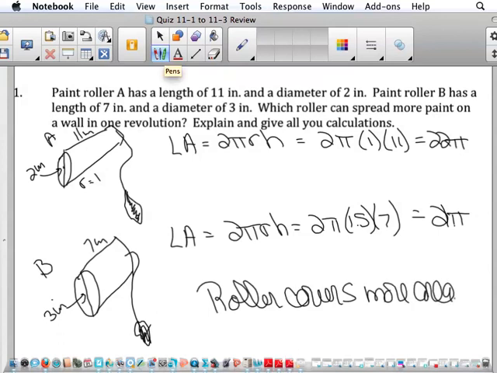The quiz should be very similar to the review sheet, so go over the problems that you're uncertain of several times, and then you'll be better prepared for the quiz. I'll see you tomorrow.